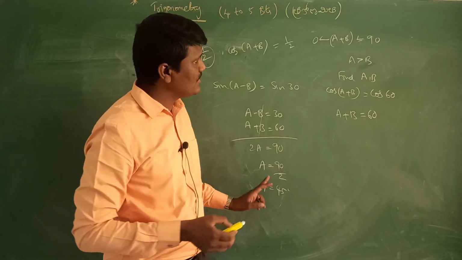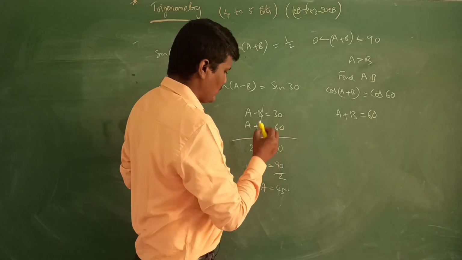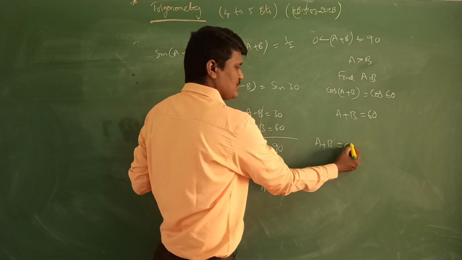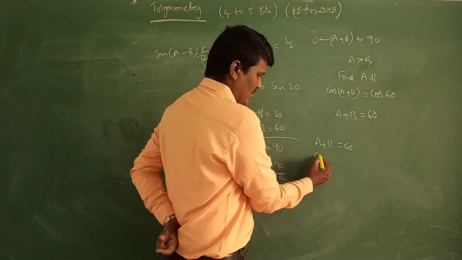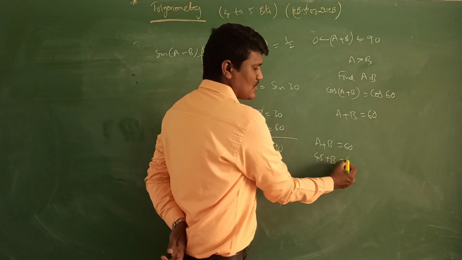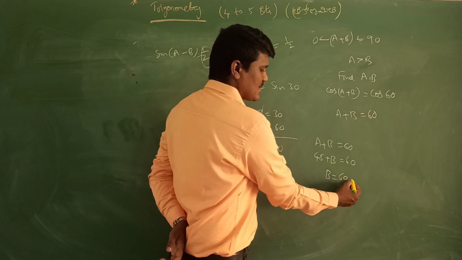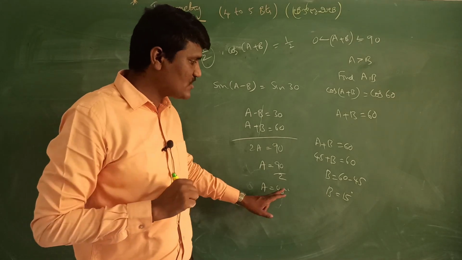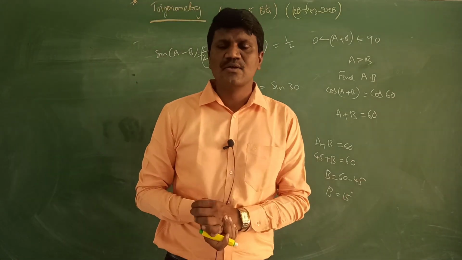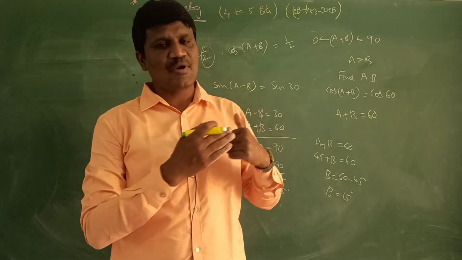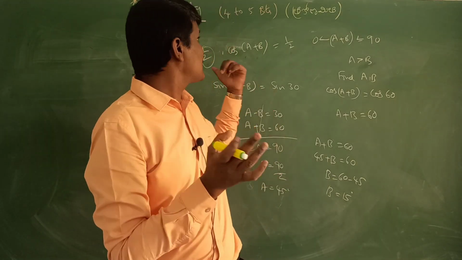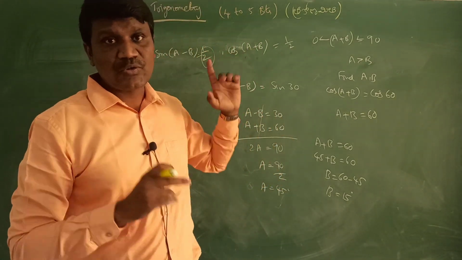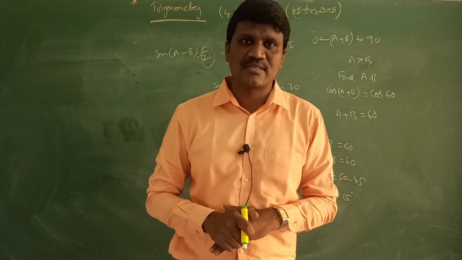So a is 45, then what about b? A is 45, we have a plus b is equal to 60. If I substitute a is equal to 45 here, 45 plus b is equal to 60, then b is equal to 60 minus 45, which is b is 15 degrees. So we got a is 45 and b is 15. So this is one problem. Many times this type of problem is asked, so you should be perfect in the values first.